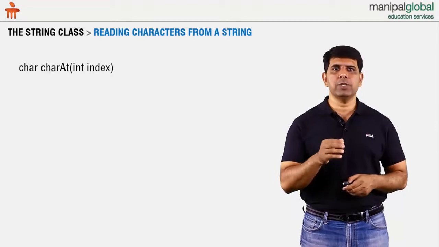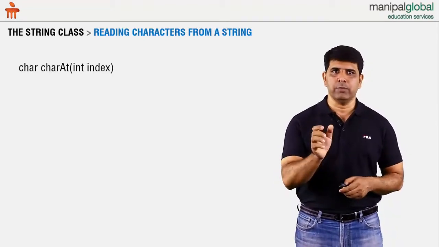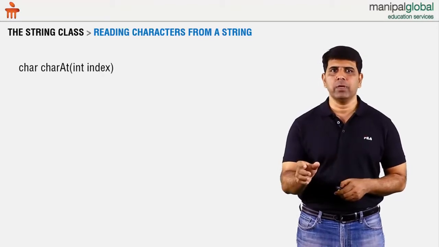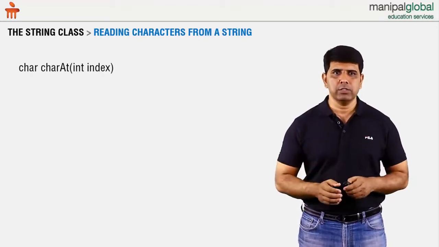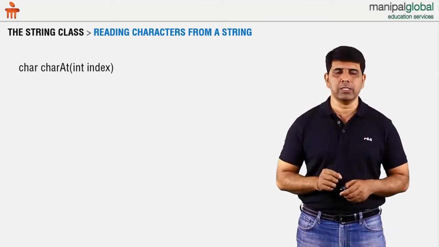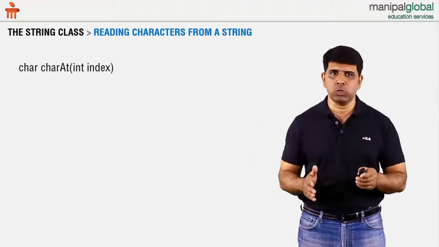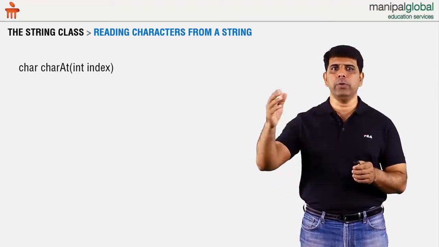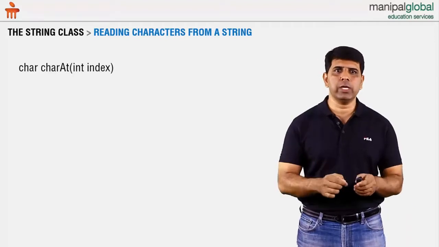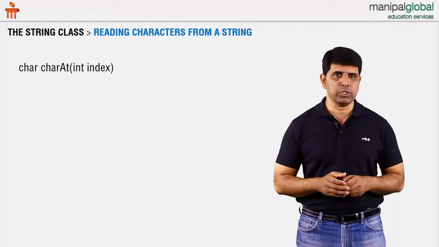Let's begin first by looking at how we access individual characters. The function is charAt, and then we say index. So we are basically saying, go to this index and give me the character at that particular index. Remember, index starts from 0 and it can go till the length minus 1. In case you try to go beyond that range, then you get a string index out of bounds exception, and that's going to break the program execution.